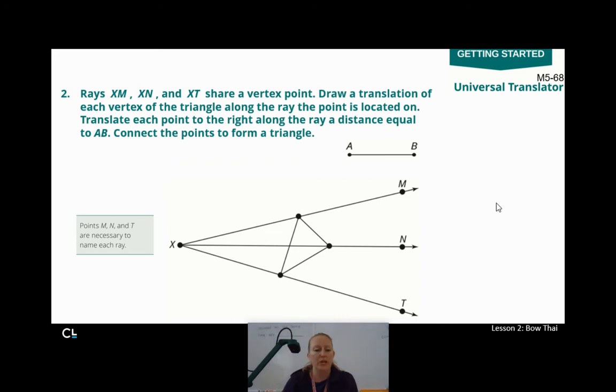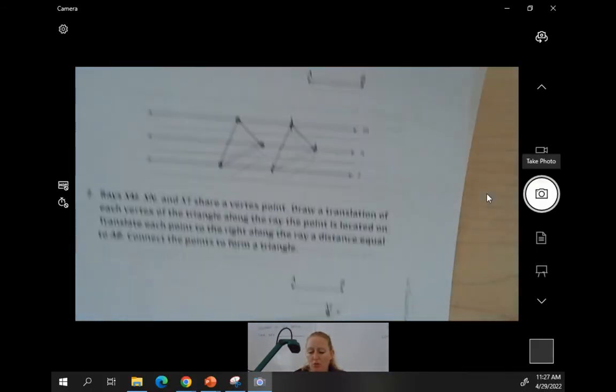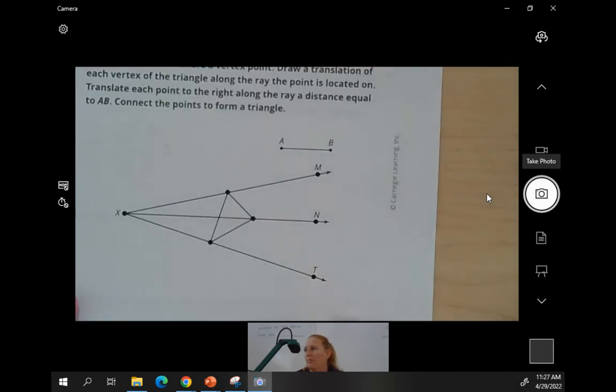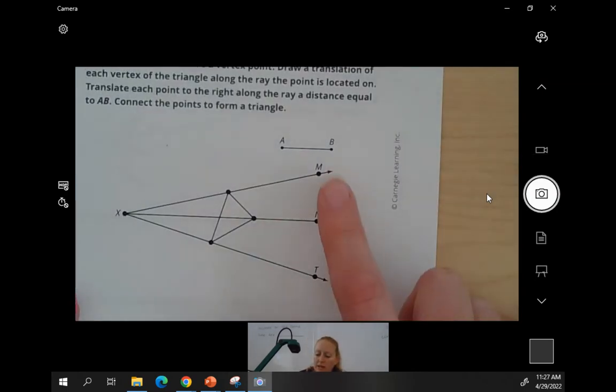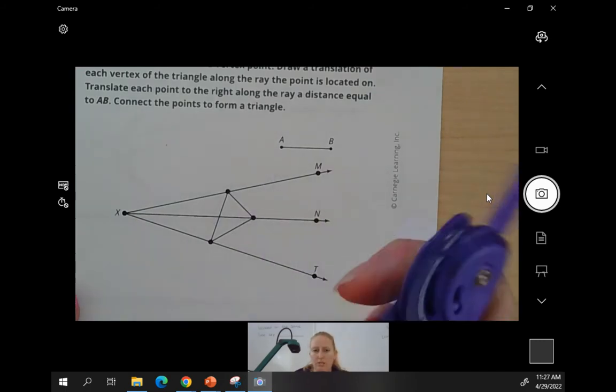All right, I'm going to bring up my camera again. I'm going to scooch up. Scooch it. There it is. Now, don't worry about points M, N, and T. They're only there to help us name the ray, okay? So don't freak out about points M, N, and T. They really have no point and purpose in this.